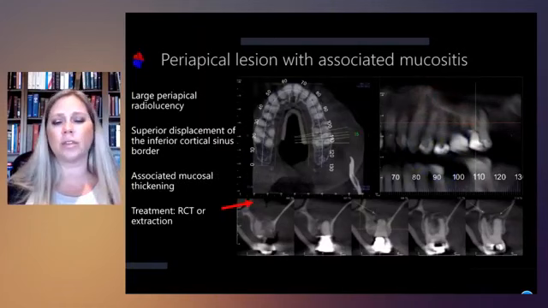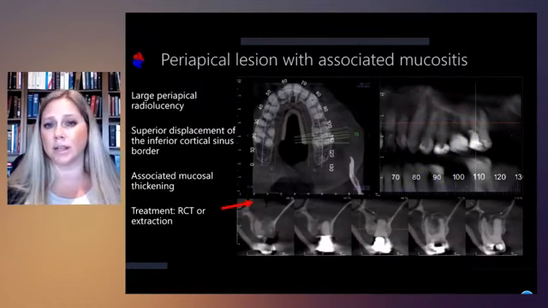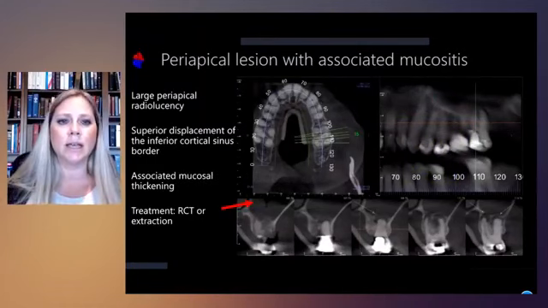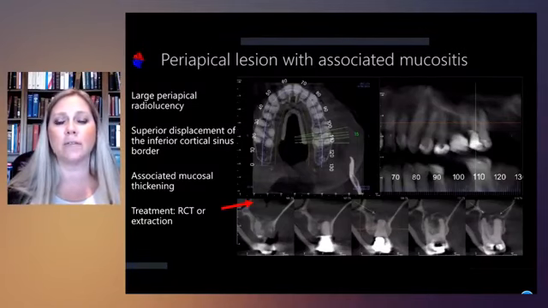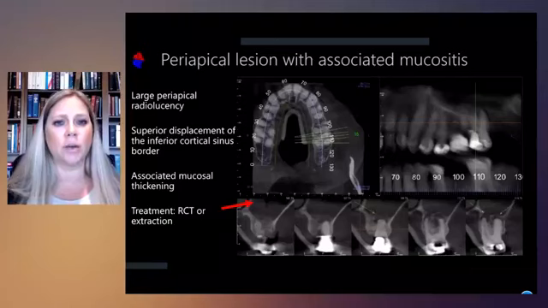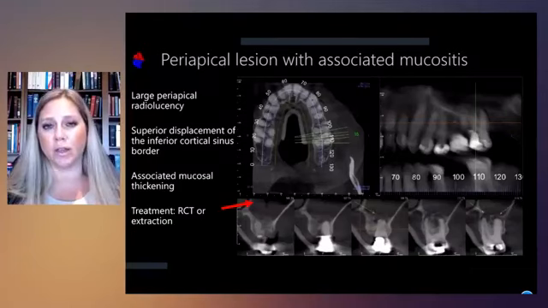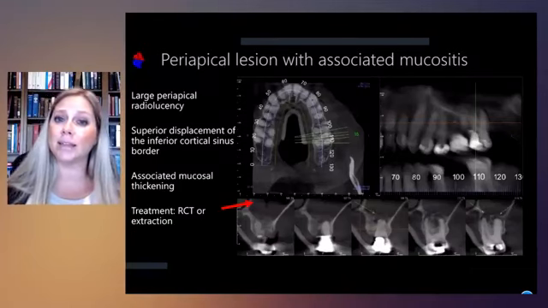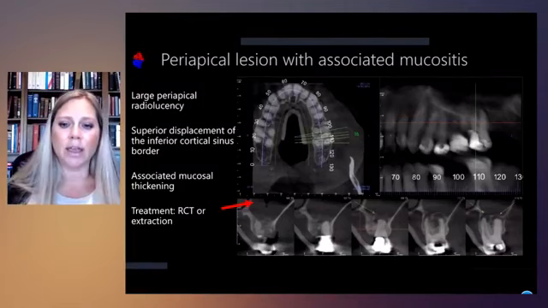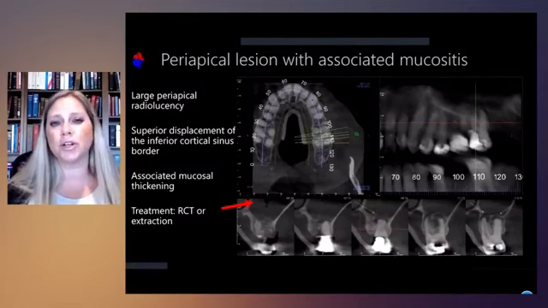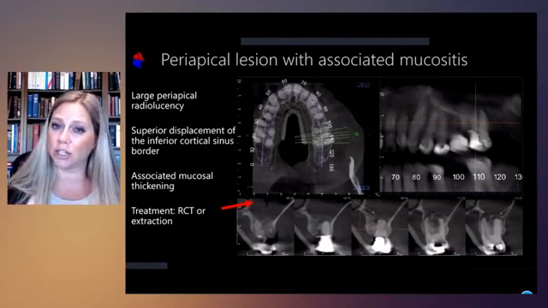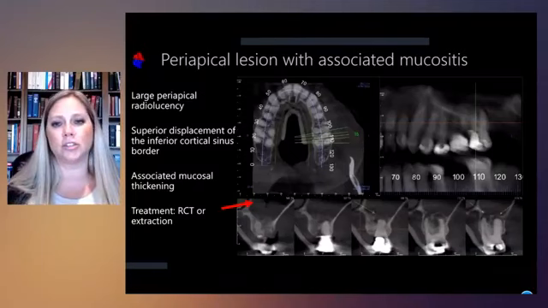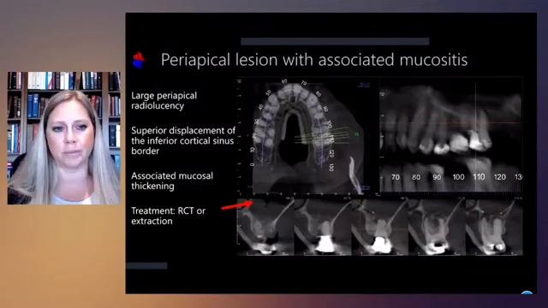So one of the number one things, of course, that we're going to see as an incidental finding with cone-beam CT is periapical lesions. In this particular case, we can see we have not only a periapical lesion, but we have a mucosal thickening within the sinus, and that is odontogenic in origin. In fact, we can see superior displacement of that inferior cortical border of the maxillary sinus, and we do have perforation as well, and that leads to the mucositis that we see.